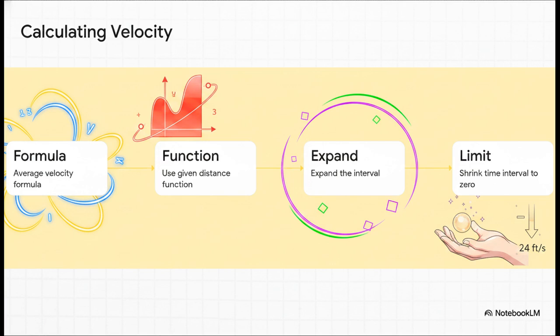And here is the absolute magic in step 4. By shrinking that time interval h down to absolutely 0, taking the limit as h approaches 0, we perform this awesome microstep combo. The h cancels out completely, leaving us with exactly negative 24 feet per second. And notice that negative sign, that just means the object is falling back down to Earth.